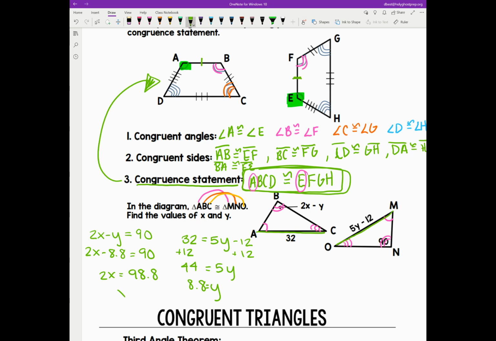And hopefully you got 49.4 for x. So always start with the equation where there's only one variable you have to worry about.